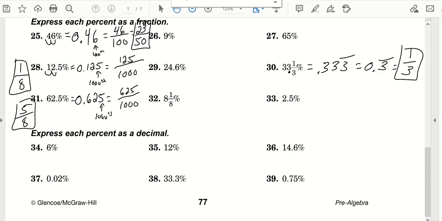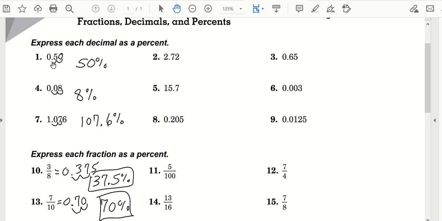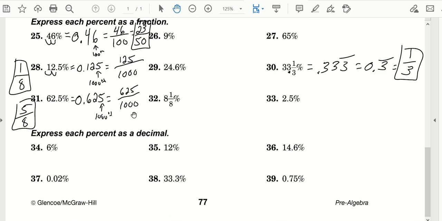Last section here, express each percent as a decimal. You should be able to do this by now. Hang on one second. In the previous section, up here, the first section, let's take a look. At number 1, going from a decimal to a percentage, we go to the right, right? So when it becomes a percentage, it gets bigger. When it goes the other way, percentage to decimal, it's going to get smaller. So we're going to take our decimal and slide it over 1, 2 spots. We have 0.06, right? You can check it, go the other way, and we get 6%.